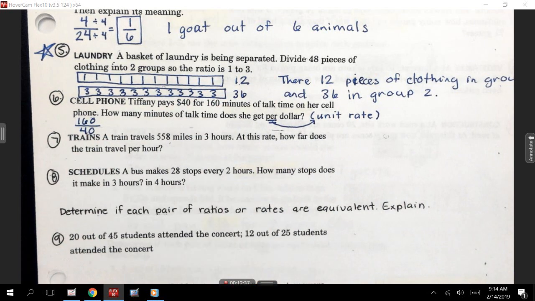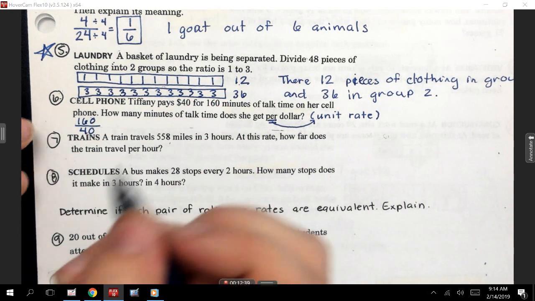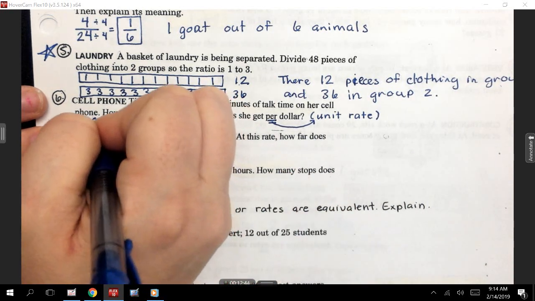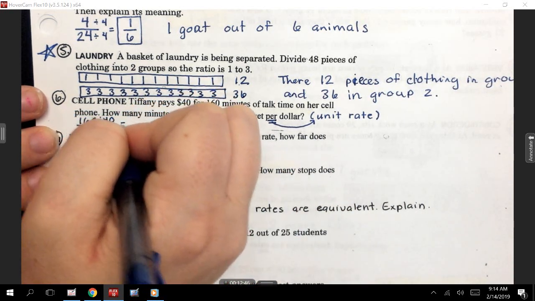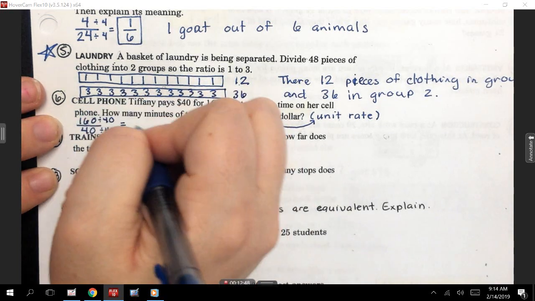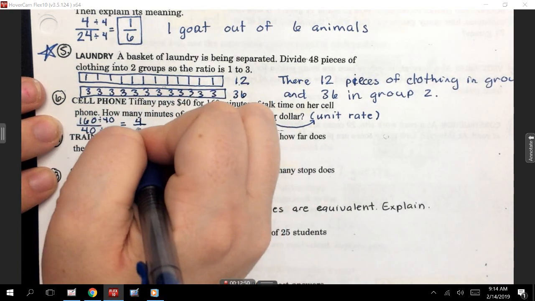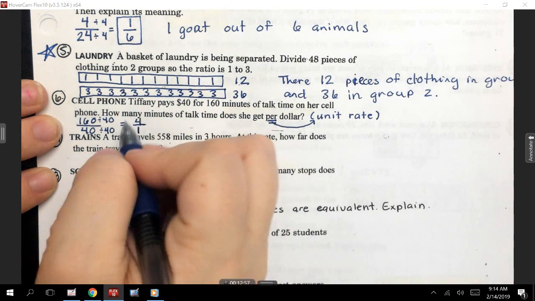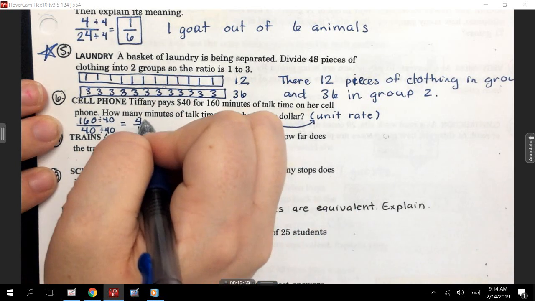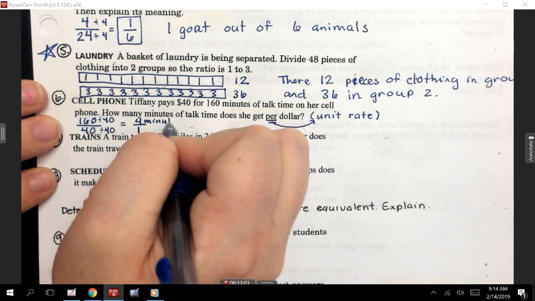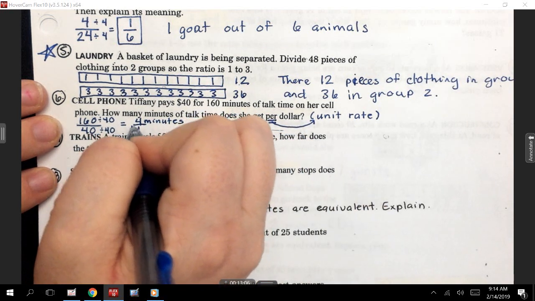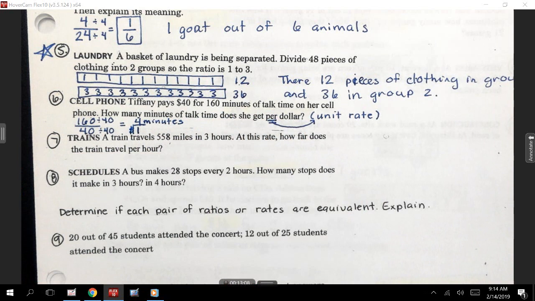Okay. This is a unit rate, so what do I need to do next? I'm going to go ahead and divide by 40 because I'm trying to get a 1. Divide by 40, guys. 160 divided by 40 is 4, and 40 divided by 40 is 1. It's a unit rate, so I need words. 4 was talking about minutes. 1 is talking about dollars. Okay?